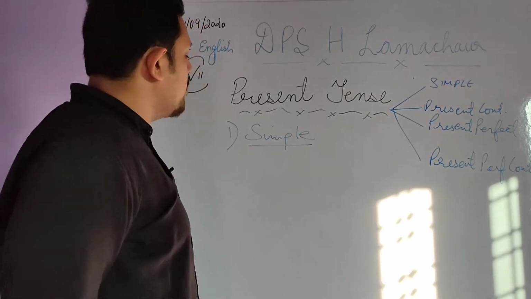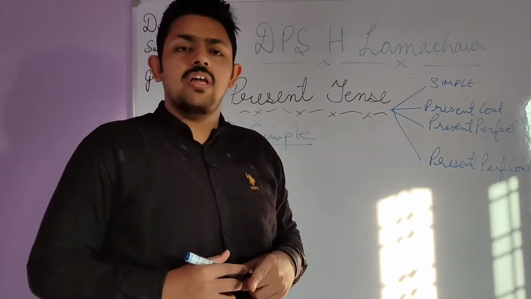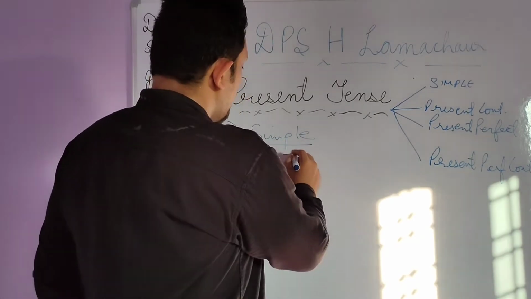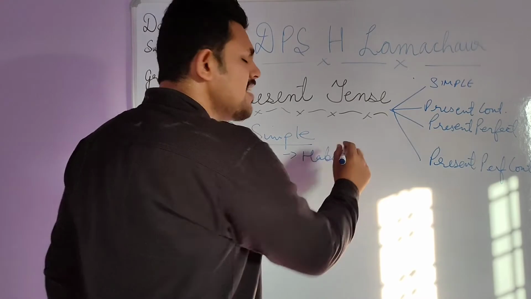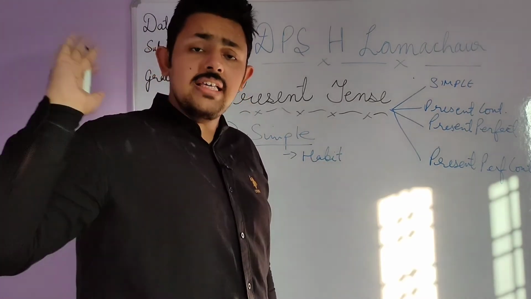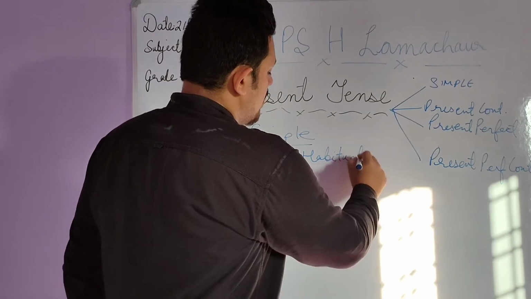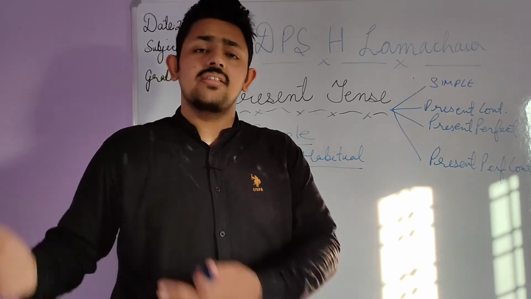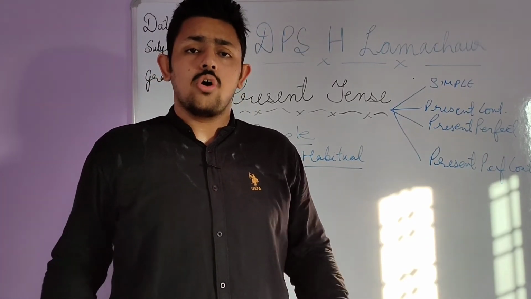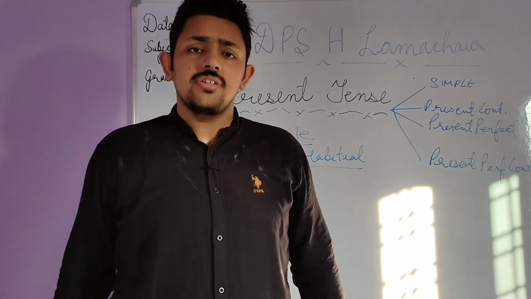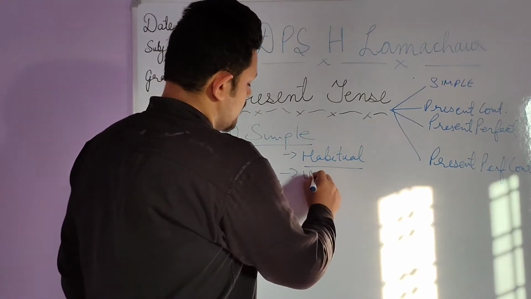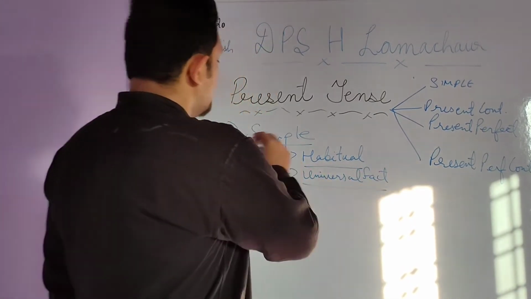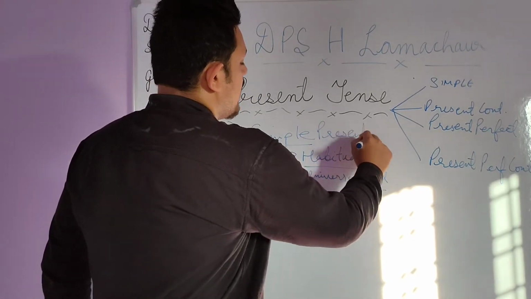So where to use the simple present tense? We use simple present tense when we are making a general remark, a general statement. A general habitual statement is like, I sing, you sing, he sings. Habitual statements or a universal fact. The sun rises in the east. The doctor treats his patient. So all the universal facts. So these are the situations where we use the simple present tense.